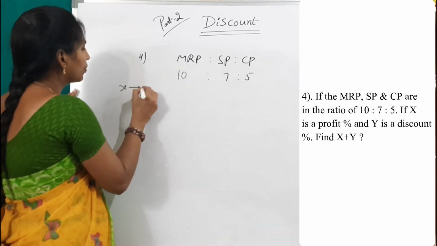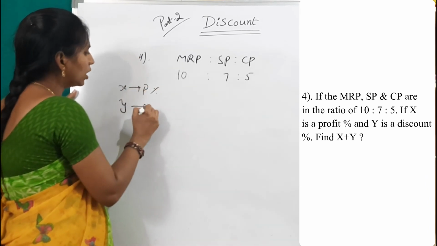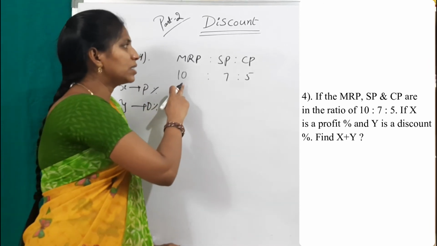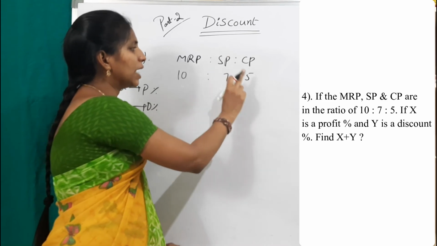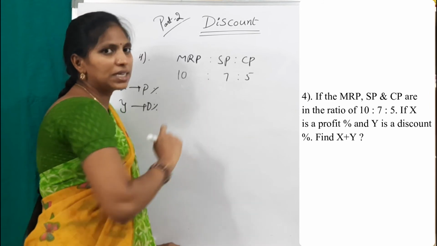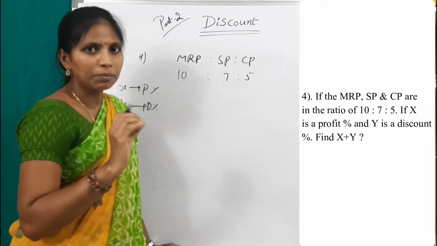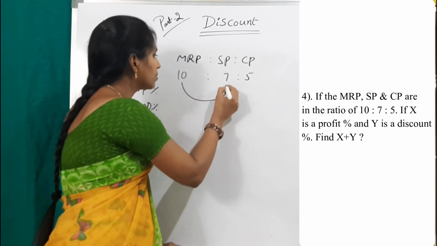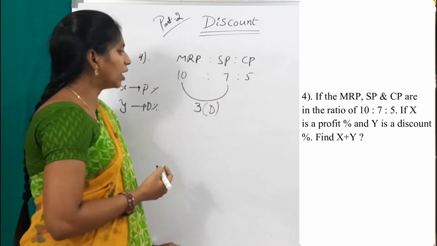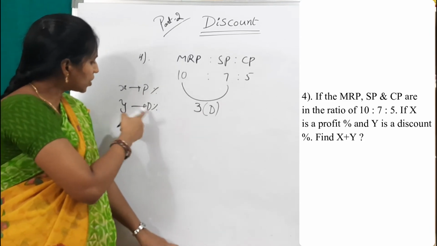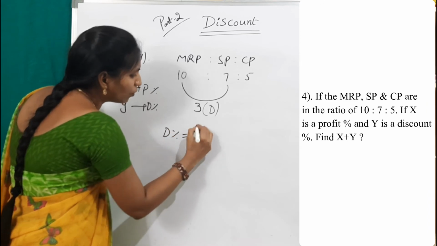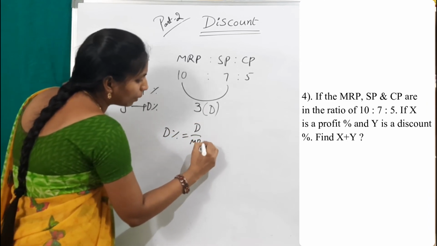X is what? Profit percentage. Y is what? Discount percentage. Now see, MRP is 10 parts, SP is 7 parts and CP is 5 parts. The difference between MRP and SP is the discount. Yes or no? Discount equals MRP minus SP. How many parts? 3. This is the discount. Okay. Discount percentage is Y. So to find the discount percentage, the formula is discount by MRP into 100.